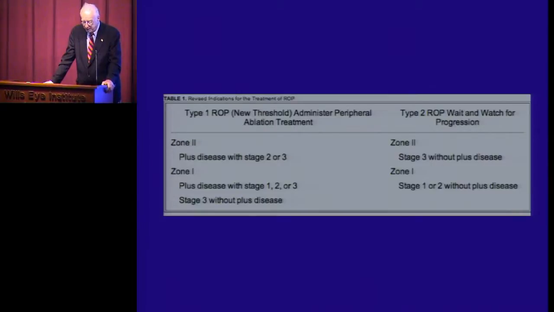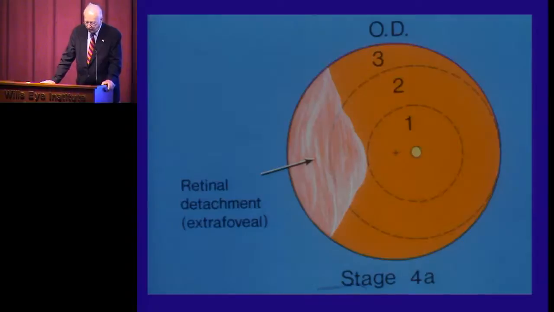And on the treatment side, it's only if you have stage 3 without plus disease that you can't miss that. You have to treat it. But with all the others, plus disease is present. When you decide to watch for progression, if you have stage 1 without plus disease, you can watch it. And 1 or 2 without plus disease, again emphasizing the importance of plus disease.